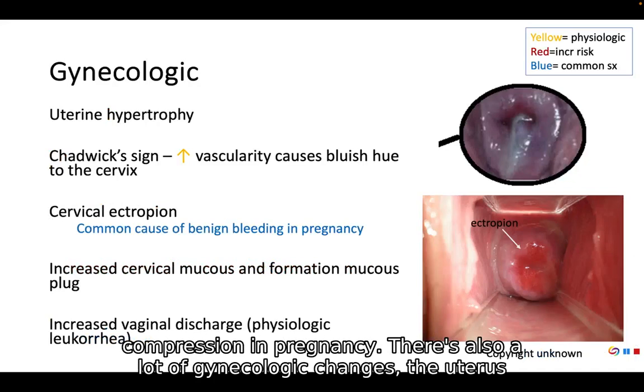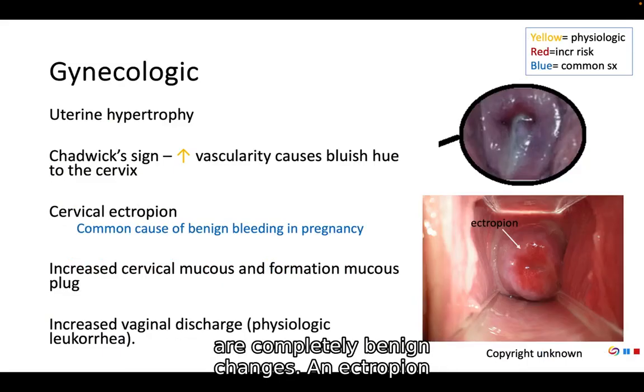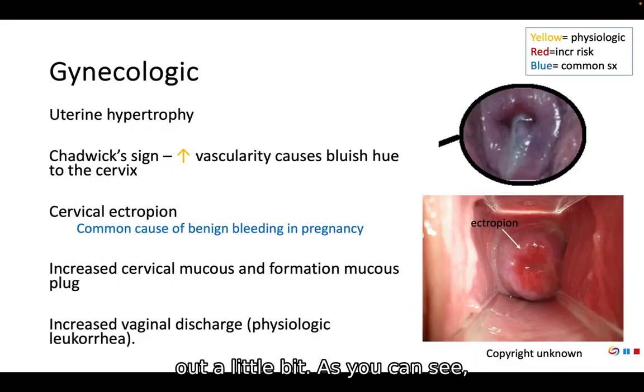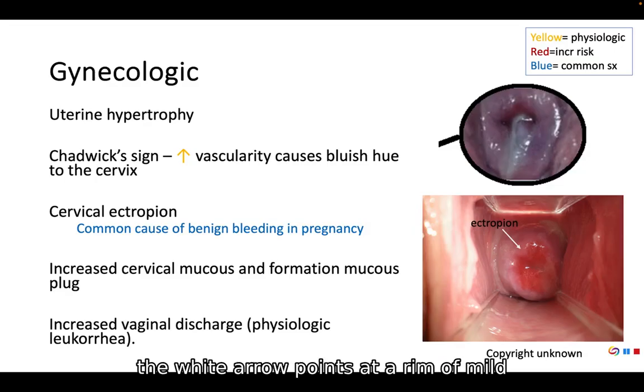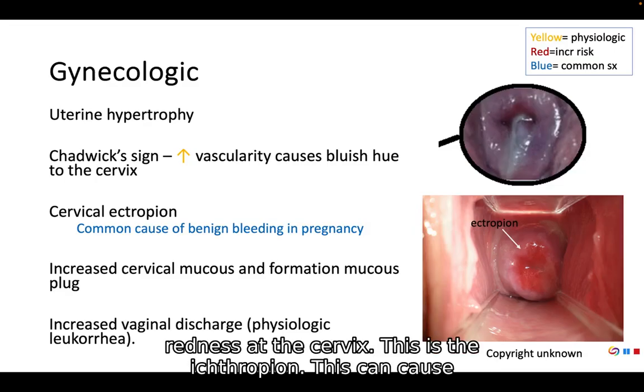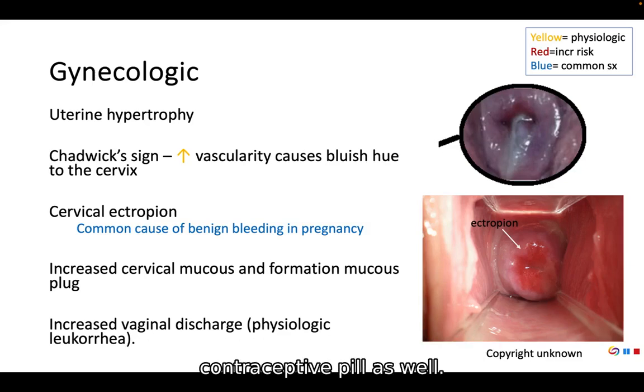There's also a lot of gynecologic changes. The uterus hypertrophies. The cervix appears more blue due to increased vascularity. These are completely benign changes. An ectropion of the cervix is due to estrogen, and this is when the cervix pouts out a little bit, as you can see the columnar epithelium. In the photo down below here, the white arrow points at a rim of mild redness at the cervix. This is the ectropion. This can cause benign bleeding, especially after sex. It's also common to see if somebody is on the hormonal contraceptive pill as well.